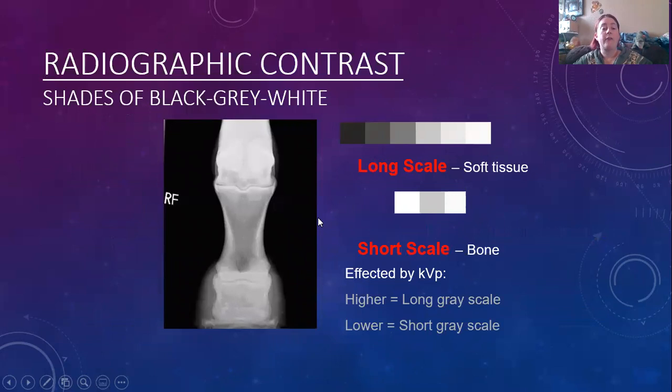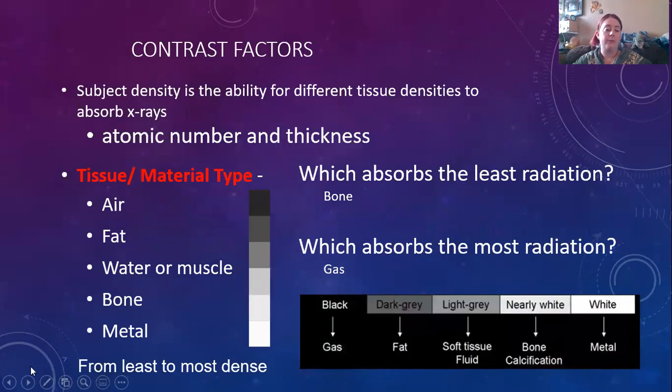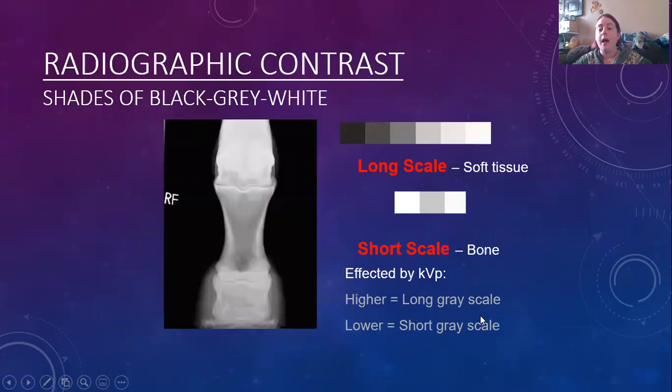You notice here we have our contrast. Our long scale is going to have many shades of blacks and whites and grays in the middle. Short scale, which is bone, is going to usually just be black, white, and a little bit of gray shades periodically. Higher kVp is going to give us long scale, which will be better for organs and thorax and abdomen. Lower kVp is going to be better for our short scale or bone radiographs.